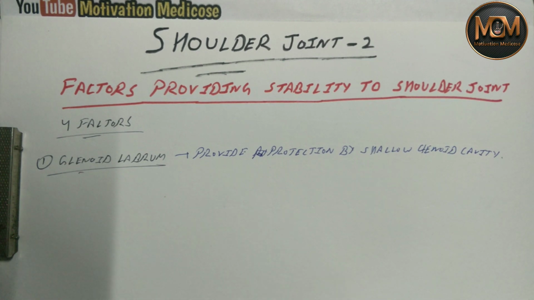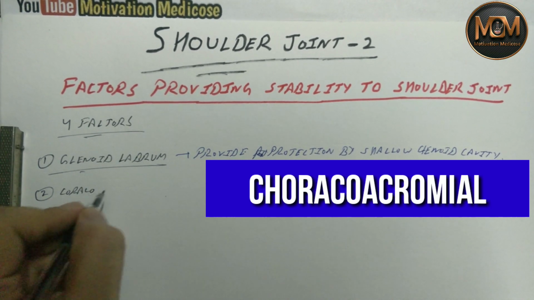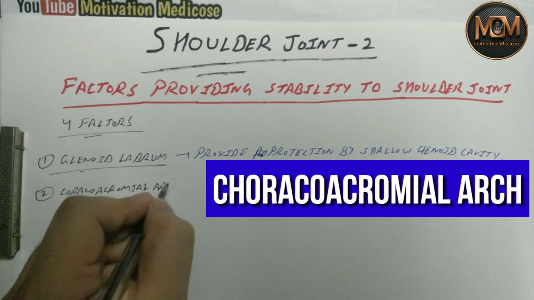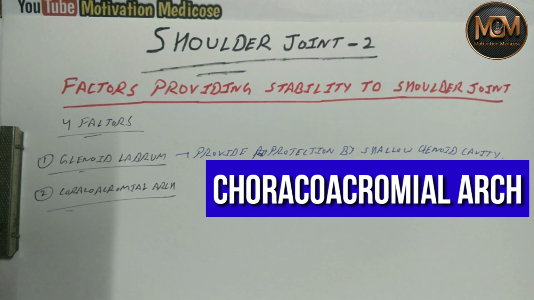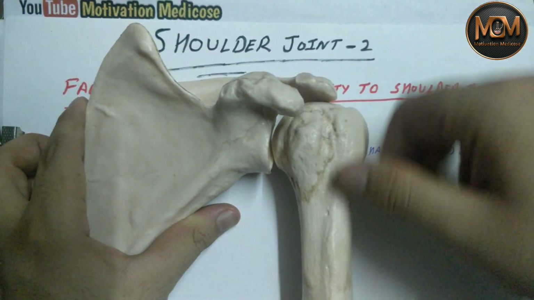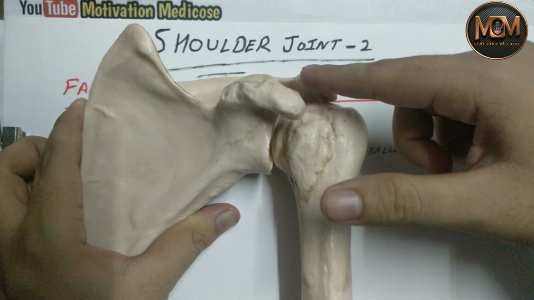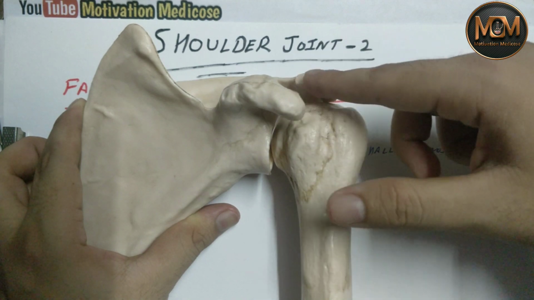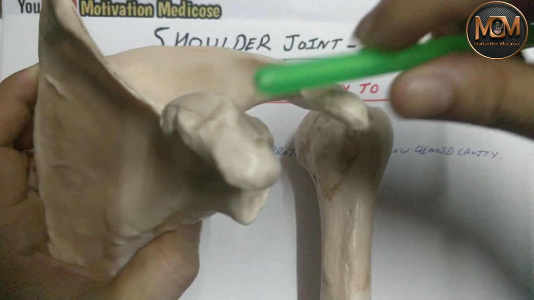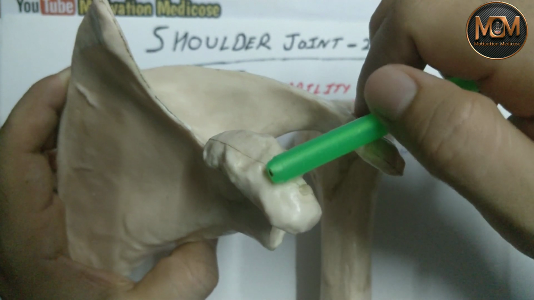The second factor is the coracoacromial arch. So what is this coracoacromial arch? See, in this joint, you can see this is the coracoid process, this is the acromion, and in our previous video I have already told you that there is a ligament present between the coracoid and acromion, that is the coracoacromial ligament.